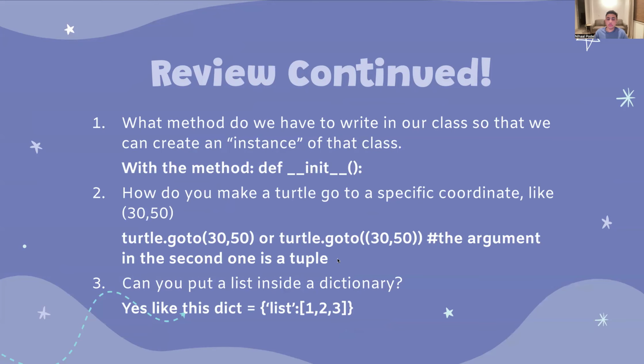Number 1, the method def __init__ with parentheses. Number 2, turtle.goto(30, 50), or turtle.goto((30, 50)) with two parentheses. The argument in the second one is a tuple, so that's something you can do as well. And can you put a list inside of a dictionary? Yes, you can do it just like that, as you can see over there. Alright, let's continue.